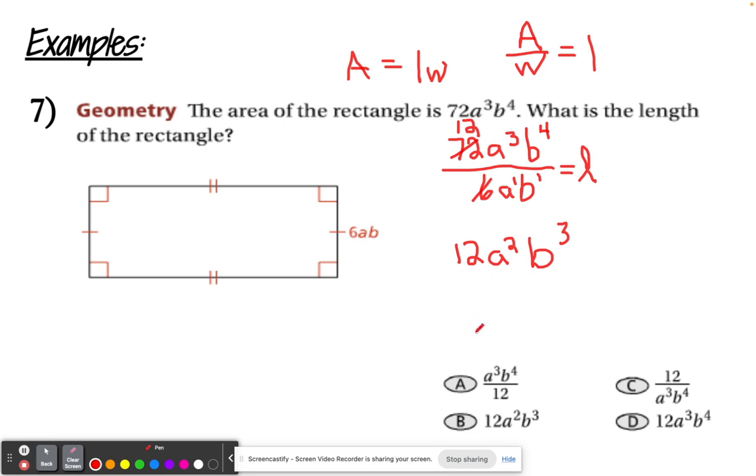So which one looks like this? I have a denominator in all of these except for these two. I have a to the second power, b to the third power. It looks like b is my correct answer.